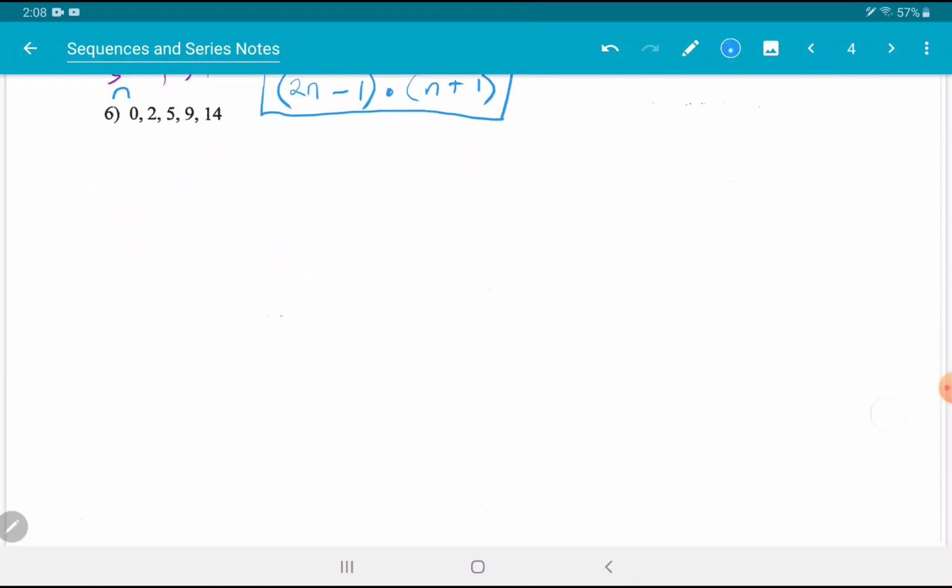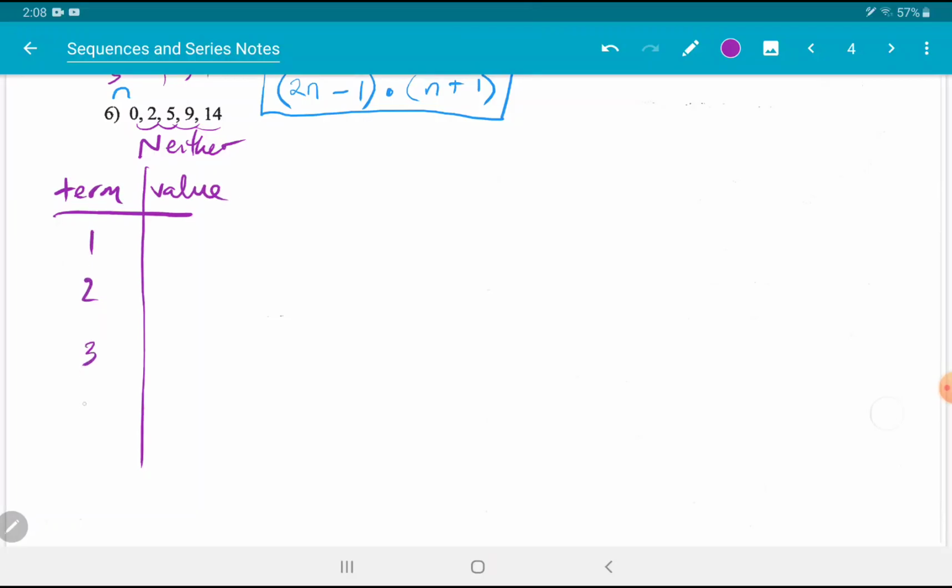So let's take a look at 0, 2, 5, 9, and 14. We see right away that it is not arithmetic. It is not geometric either. So this is going to be another neither sequence. For that reason, we build our table, term number versus the value. We have 5 terms: 1, 2, 3, 4, 5. We have 0, 2, 5, 9, and 14 there. All right, let's go at it.